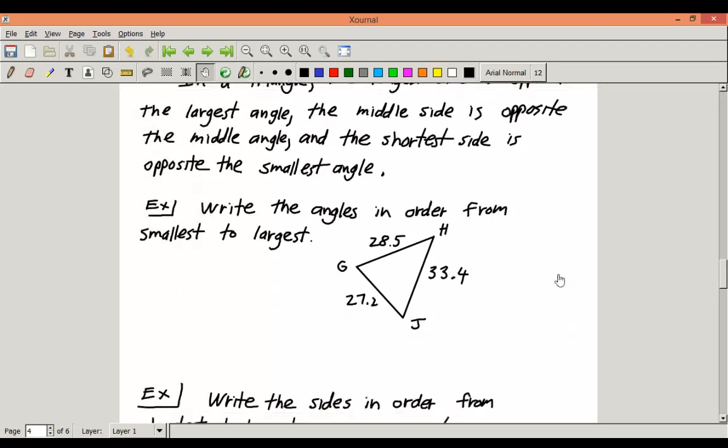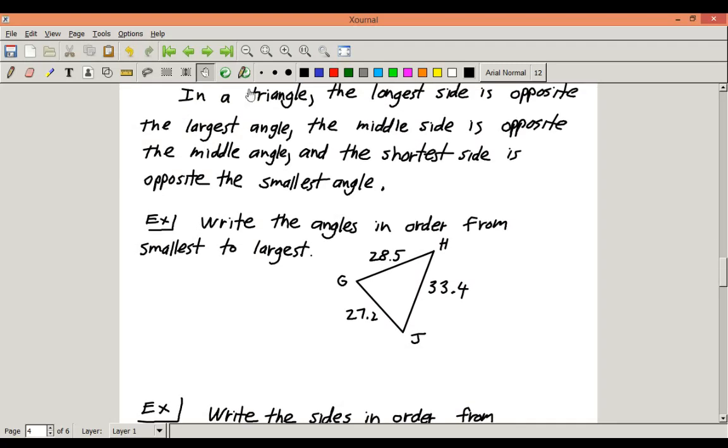So for example, let's look at this triangle that I have right here, triangle GJH, and you see the side lengths given there. The directions say write the angles in order from smallest to largest. If I want to write the smallest angle first, I will locate the shortest side. The shortest side out of that triangle is the one that says 27.2. You can see it's side GJ there, 27.2. So that means the smallest angle in that triangle is angle H. We don't know how many degrees it is, but it's going to have the least number of degrees, angle H.